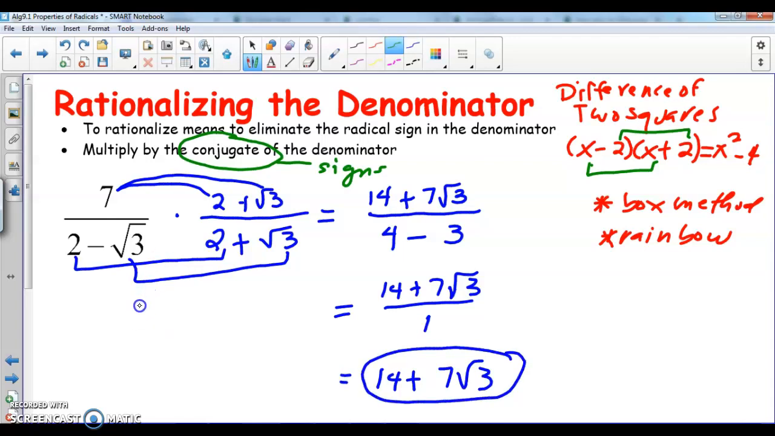Some clarifications or questions that I'm anticipating: where did the 3 come from? So let me explain again. The 3 came from here. Radical 3 times radical 3, that's originally radical of 9. What was the radical of 9? That's 3. Okay? Alright, so that's our first example for rationalizing the denominator. Let's continue and do some more.